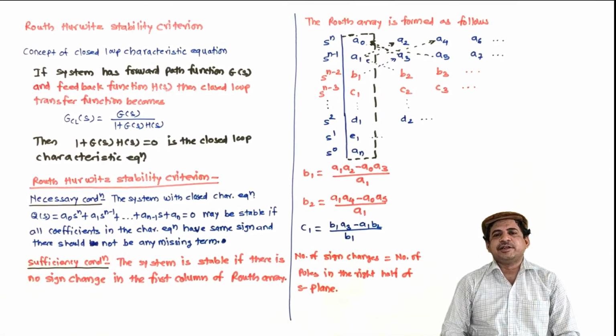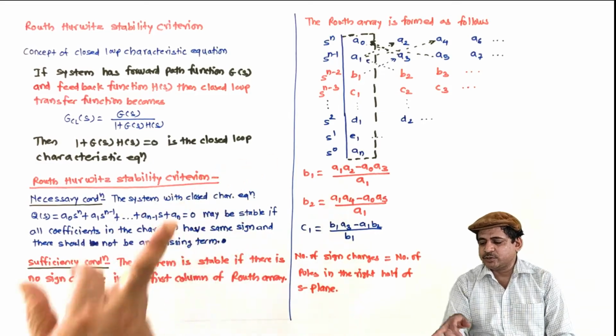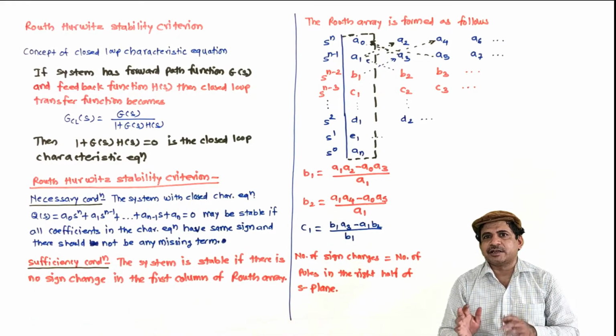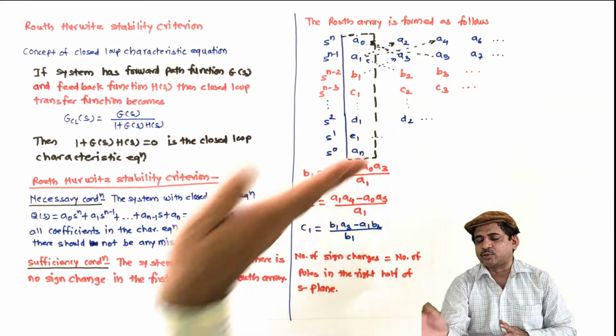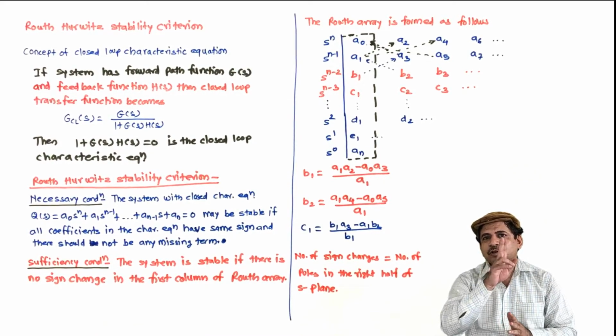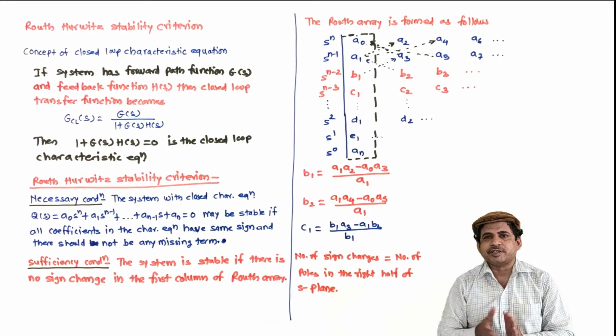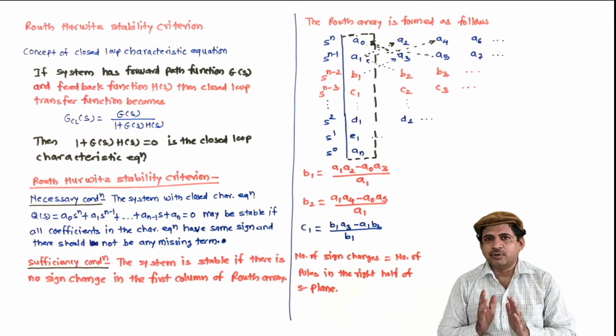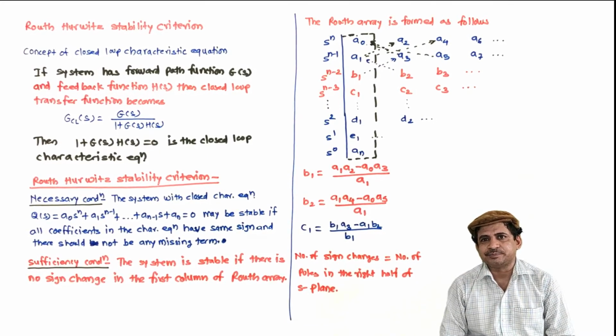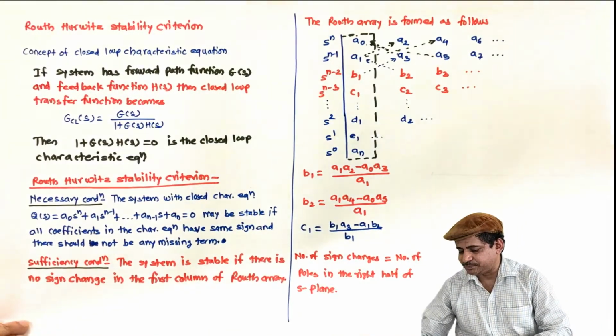So along with stability information, this method gives additional information that if there are, say, two sign changes in the first column of the Routh array, that means there are two poles of the system in the right half of the S-plane. However, their location cannot be determined. Only this can be determined, how many poles are in the right half of the S-plane. Let us solve some examples.